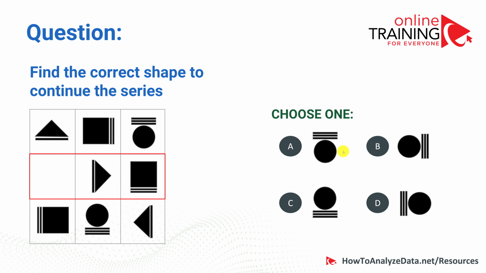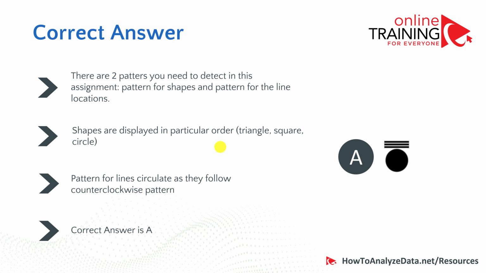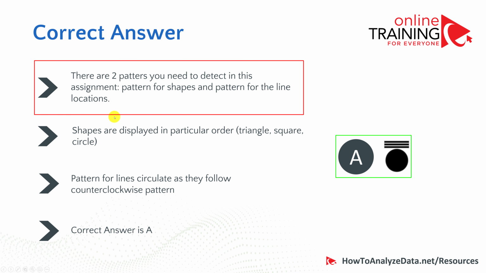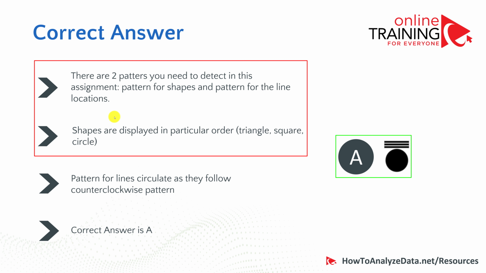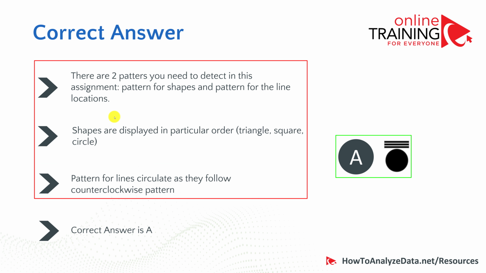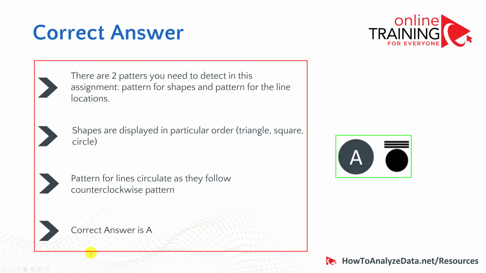So the right answer in this case would be A, because here we have a circle which matches the circle's pattern, and then we have lines located at the top. Let's verify to confirm that. And as you can see, the correct answer is A. So let's recap. There are 2 patterns you need to detect in this assignment. Patterns for the shapes and pattern for the line location. Shapes are displayed in a particular order. Triangle, square, circle, that's really the pattern for the shapes. And pattern for lines are in a counterclockwise order. So the correct answer is A. Hopefully you've got this one right. You will see a lot of these types of questions in the assessment test.